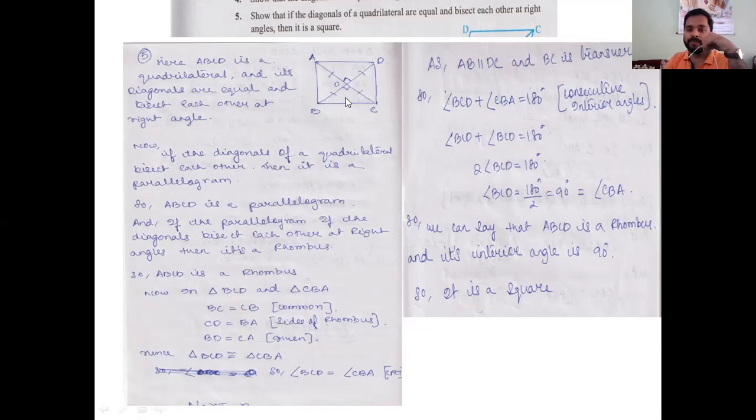But if you remember, the sum of these two will be how much? 180 degrees. Why? Because consecutive interior angles, okay, because AB is parallel to CD and BC is the transversal. So this angle plus this angle will be equal to 180 degrees. But these two angles are also equal. So now you see their sum is 180 degrees, and these two angles were equal. I will replace it. After solving, I got angle BCD is equal to 90 degrees. If BCD is 90 degrees, then obviously CBA will also be 90 degrees. So we can say that ABCD is a rhombus and its interior angle is 90 degrees. So it is a square.